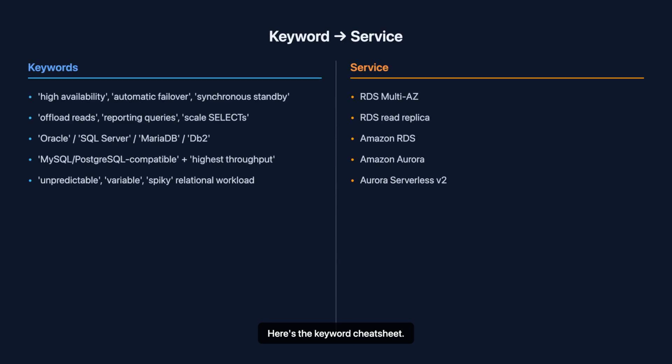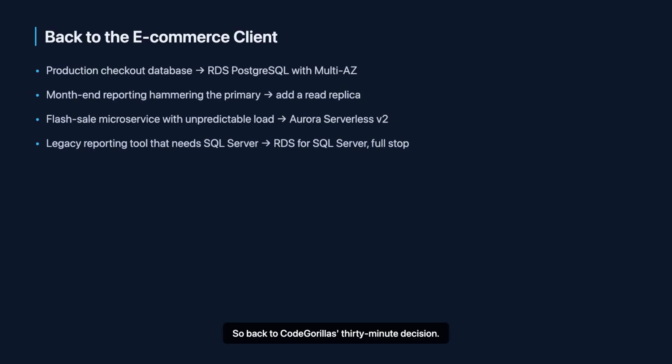Here's the keyword cheat sheet: high availability, automatic failover, or synchronous standby. That's RDS multi-AZ. Offload reads, reporting queries, or scale selects. That's an RDS read replica. Any specific commercial engine name, Oracle, SQL Server, MariaDB, DB2, points to Amazon RDS. MySQL or PostgreSQL compatible with the highest throughput or durability. That's Amazon Aurora. And unpredictable, variable, or spiky next to a relational workload. That's Aurora Serverless v2.